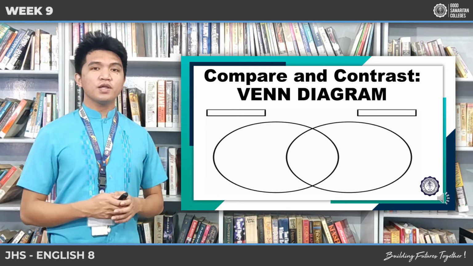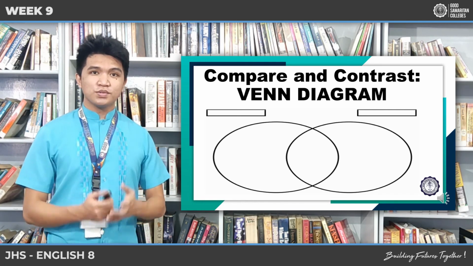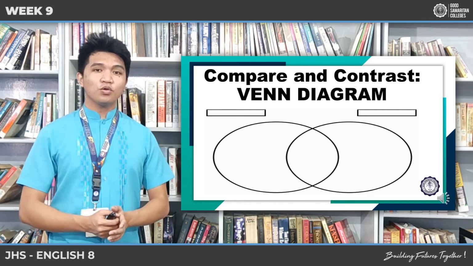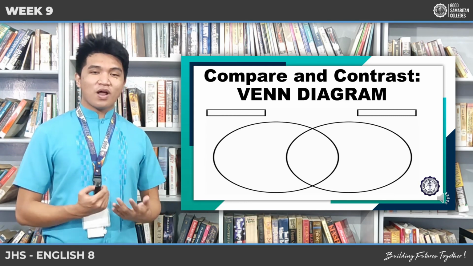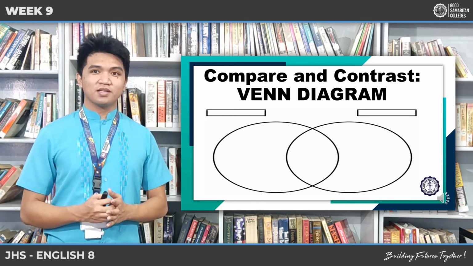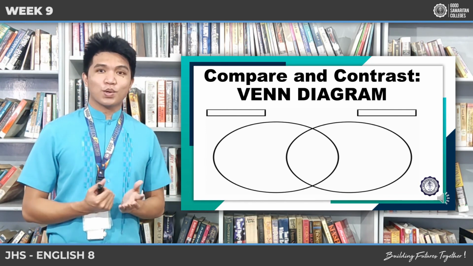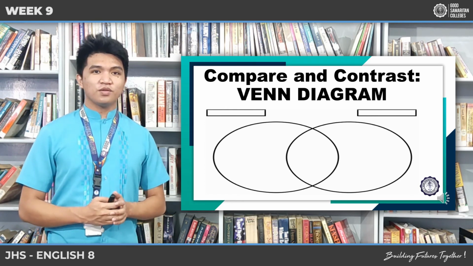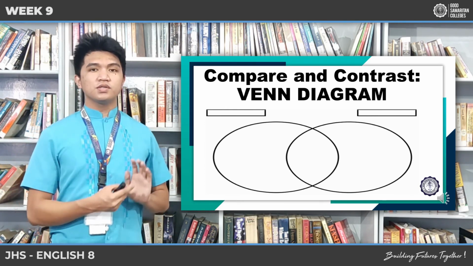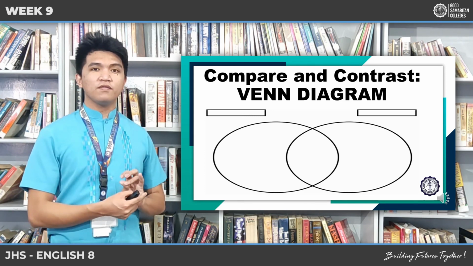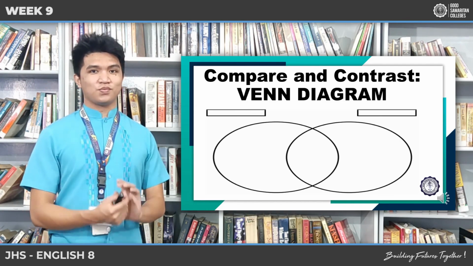So after watching the video and before ending this video lecture, I want you to remember that you're going to use a Venn diagram. Now, if you don't know what a Venn diagram is, here it is. A Venn diagram is a graphic organizer that is used to present the similarities and differences of two or more things, ideas, or concepts. This is illustrated by two or more overlapping circles, just like this. So this is what you're going to use in your written activity in order for you to compare and contrast the two videos that you just watched.